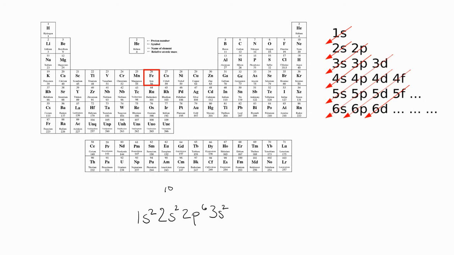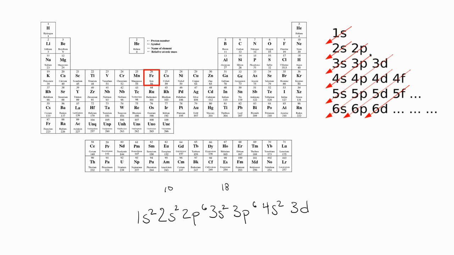3s, 2. The next one here is going to be 3p, 6. And here, let's see, we'd have 10. We've got 18 now. So we still need to keep going. 4s, 2. That's 20. And then 3d.